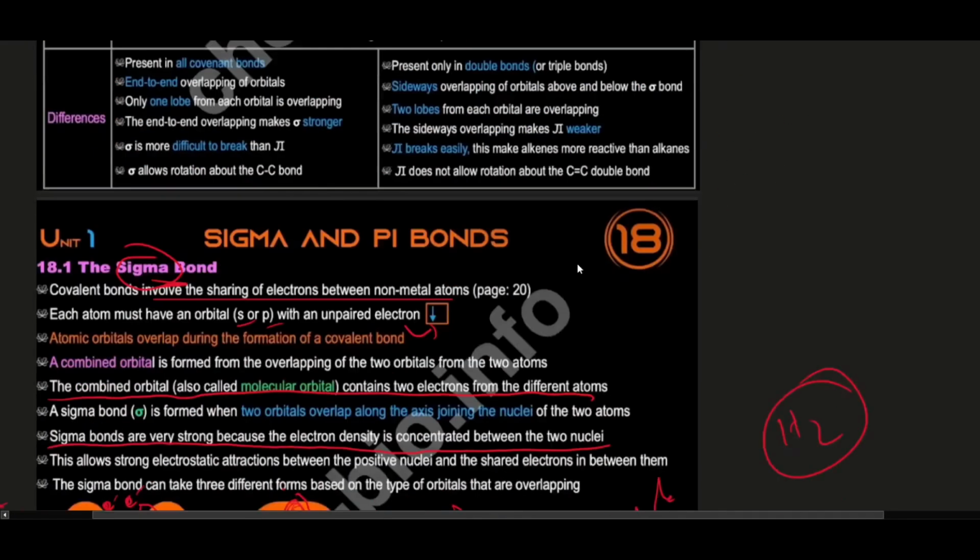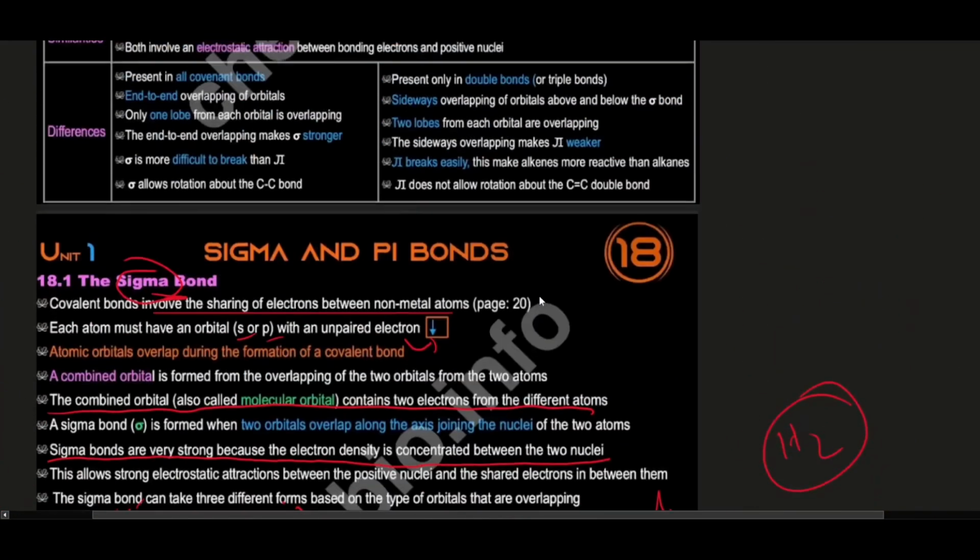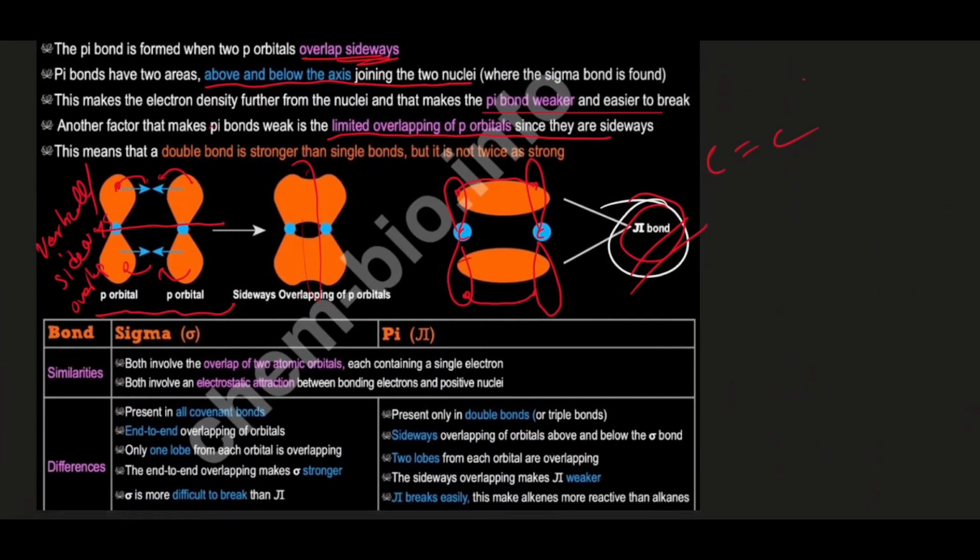sideways. Check out here. If they overlap horizontally, if you check out the diagram, you can see a lot of overlapping happening, isn't it? A lot of area is covered during overlapping, and as a result, the force of attraction is also stronger. But here you can clearly see that when they overlap sideways, the area covered is pretty less. So due to this limited overlapping of the p orbitals sideways, the pi bond gets weaker. Did you understand what I'm trying to say?